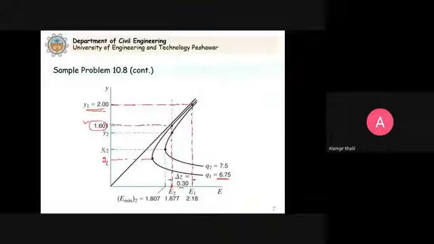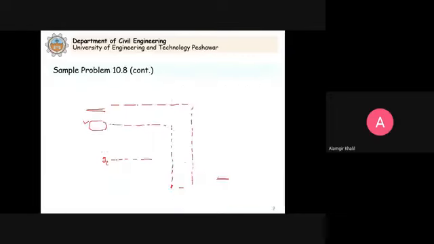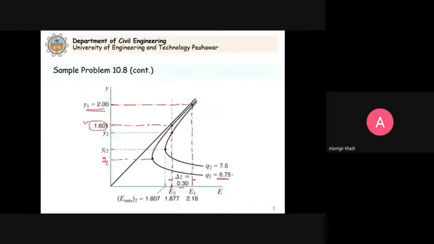Then what happened in part D of the question, this is part D of the question, the hump, this 0.3 feet hump, it was combined with a contraction. So with this contraction, the discharge changed. Now the discharge changed from 6.75 to 7.5 CFS per foot. The unit discharge changed. The total discharge is the same. The discharge per unit width increased because the width is reduced.